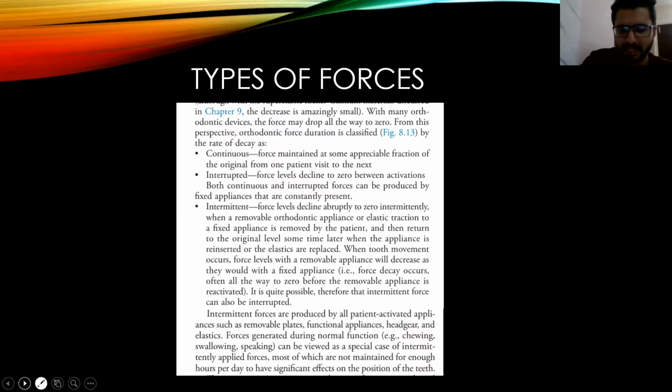Any patient dependent appliance, it's given here. Intermittent forces are produced by all patient activated appliances. Just remember this point: all patient dependent appliances are intermittent forces.